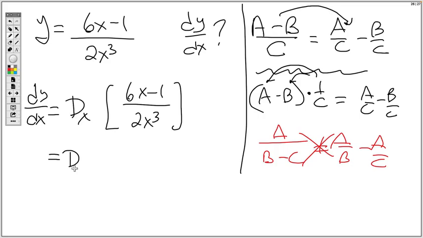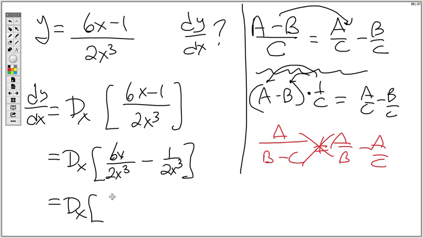So what we can do is, once again, we only know derivatives for powers of x, and then we just know how things work over addition, subtraction, and bringing out constant multiples. So I have to rewrite this so it involves just addition and subtraction of powers of x and constant multiples. So we can rewrite this as 6x over 2x cubed minus 1 over 2x cubed. So once again, we're not doing any calculus yet. We're just doing algebra.